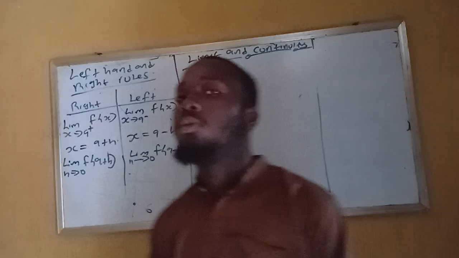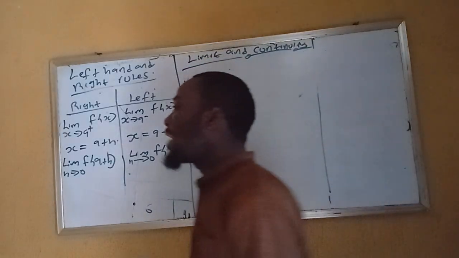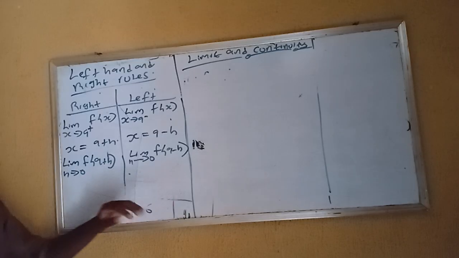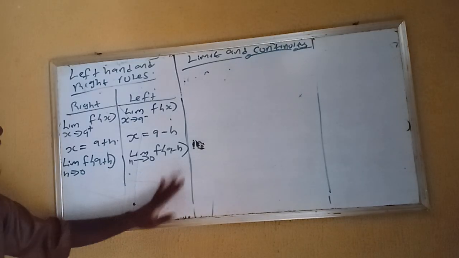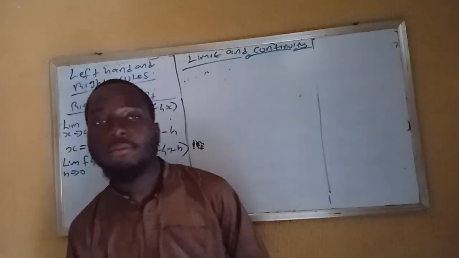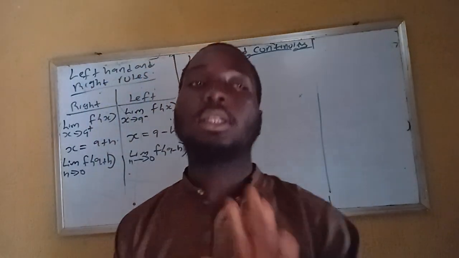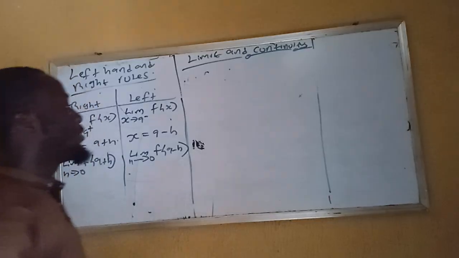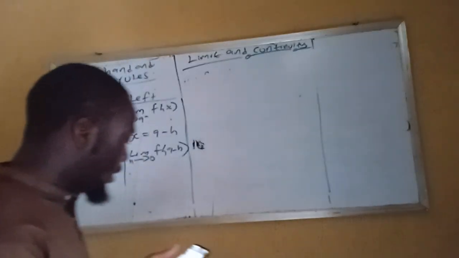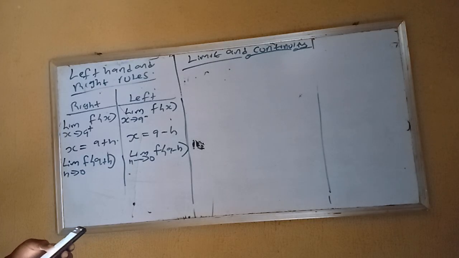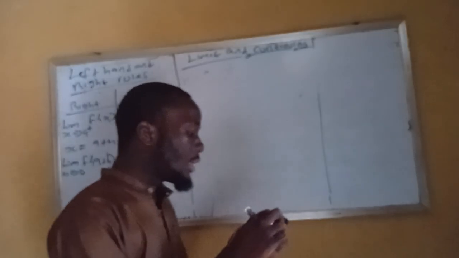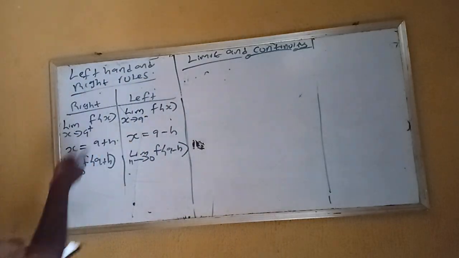We use this to know if a limit exists or not. If the right hand limit is equal to the left hand limit, we say the limit exists. But if the right hand limit is not equal to the left hand limit, we say the limit does not exist. That is just the thing about it. In both cases, h must take a positive value. So let's go to the question and see the meaning of all this.